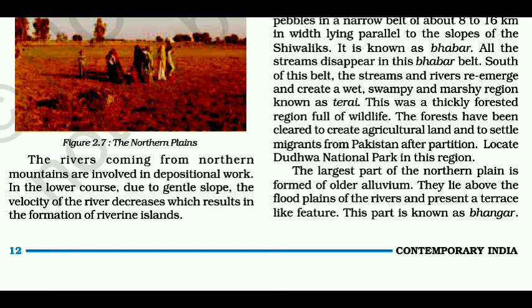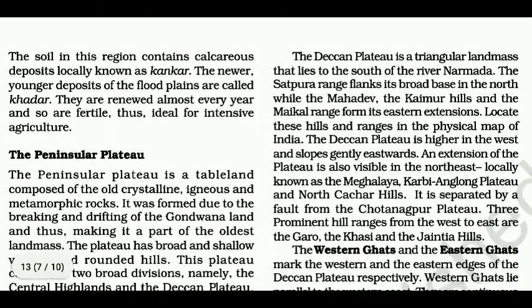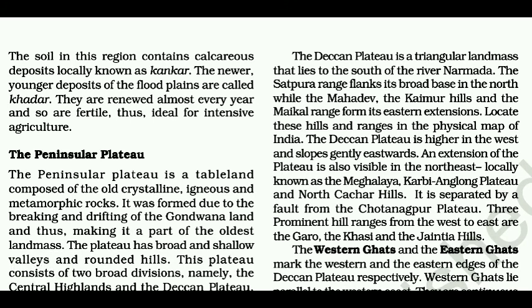The largest part of the northern plain is formed of older alluvium. They lie above the floodplains of the rivers and present a terrace-like feature. This part is known as Bhangar. The soil in this region contains calcareous deposits locally known as Kankar. The newer, younger deposits of the floodplains are called Khadar. They are renewed almost every year and so are fertile, thus ideal for intensive agriculture.